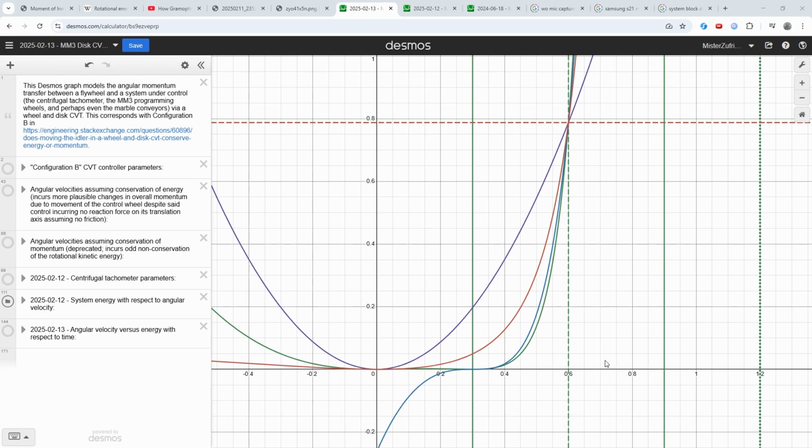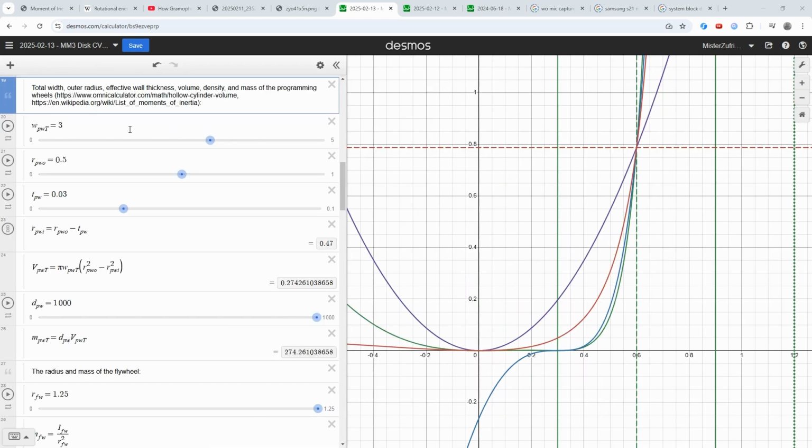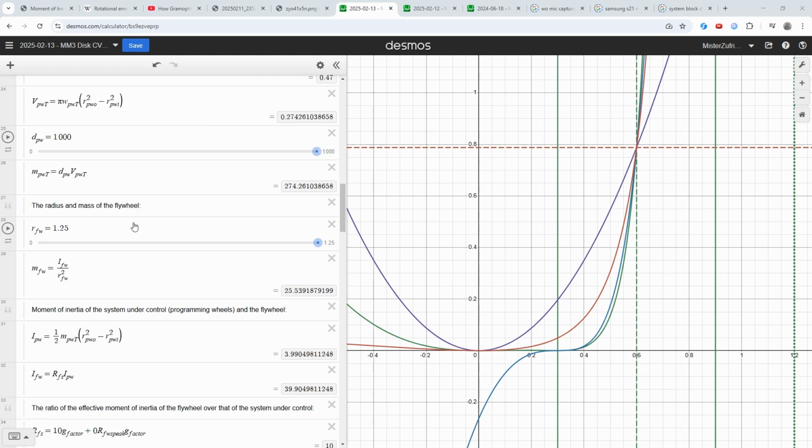Firstly, this horizontal scale is measured in RPM, but due to limitations of the Desmos graphing calculator, I have made it so that 0.6 equals 60 RPM. Likewise, the vertical scale is measured in kilojoules, so this here, 0.8, is 800 joules. In this model, I am assuming programming wheels of a combined width of 3 meters, a diameter of 1 meter, and a thickness of 3 centimeters. Then for the flywheel, I'm assuming that it is annular in shape, has a diameter of 2.5 meters, and happens to be mainly constructed of foam so as to only weigh about 25.5 kilograms.